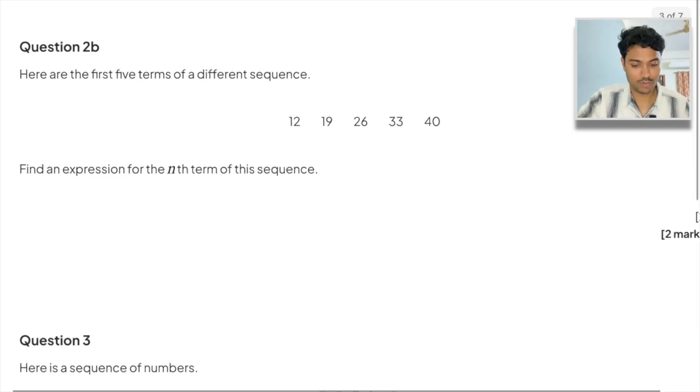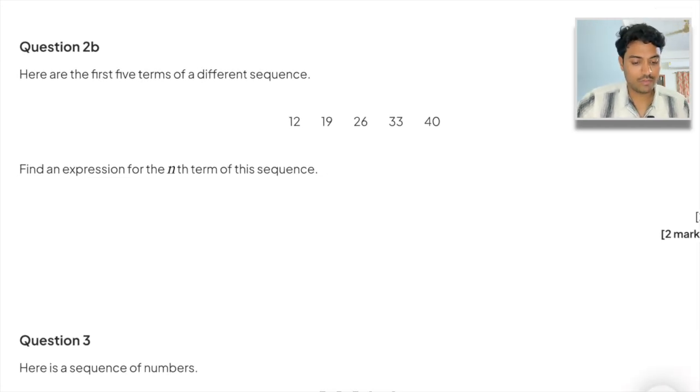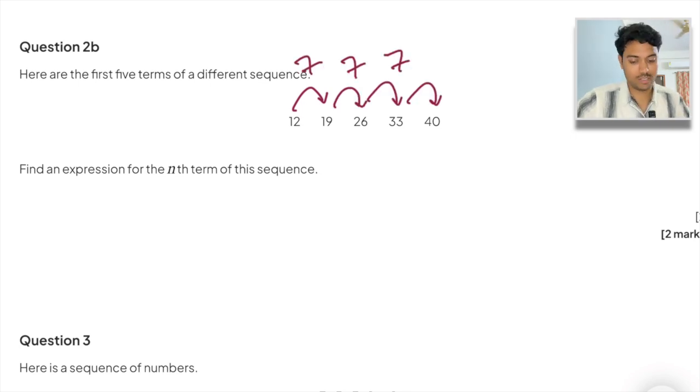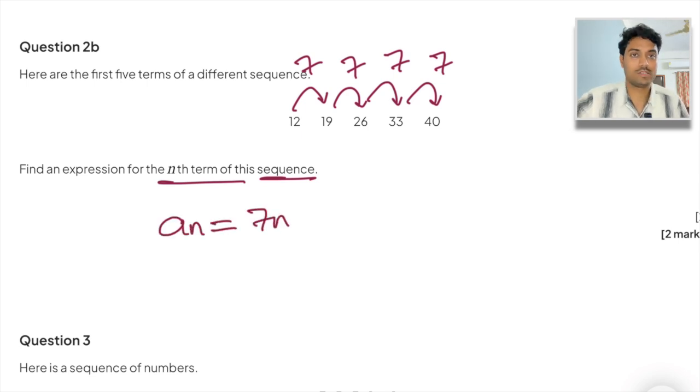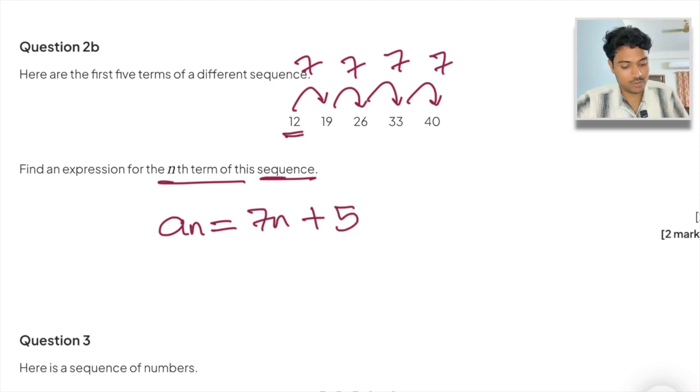Okay, this is subpart question 2b. It says here are the first 5 terms of a different sequence. So every next term is increasing by 7. They're telling us to find the expression for the nth term of this sequence. So the nth term an will be 7n plus, you add a number such that you get 12, so 7n plus 5. That's the nth term expression, it can be written like this, 7n plus 5.